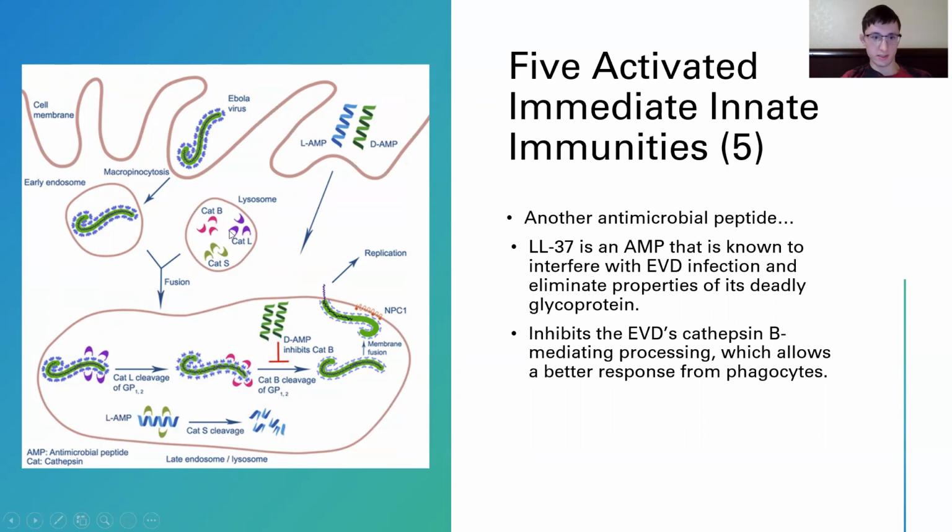We want to inhibit, I believe it's CatB. So it's called cathepsin B mediating processing that this virus does. And pretty much this CatB is really the main cause of Ebola's large suppression of the body's immune response.